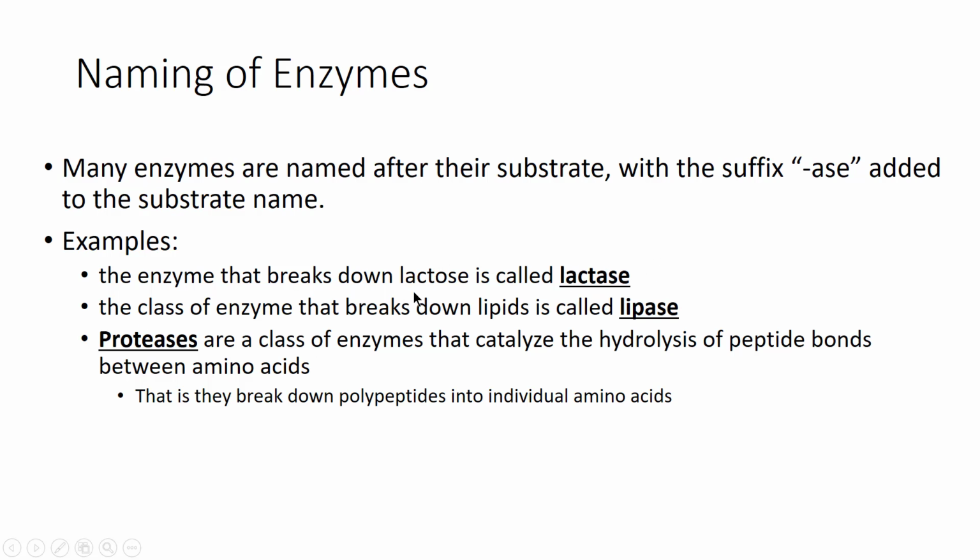So what you'll find is that an enzyme often starts off with the substrate and ends with "ase." An enzyme that breaks down lactose, which is a milk sugar, is called lactase. Enzymes that break down lipids are lipases. Proteases are enzymes that break down proteins. These are broader classes, not necessarily one enzyme, but they break down different types of lipids and different types of proteins. So that's just a real quick note about those.